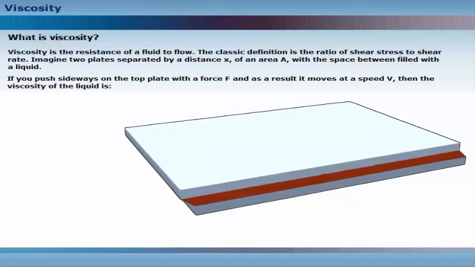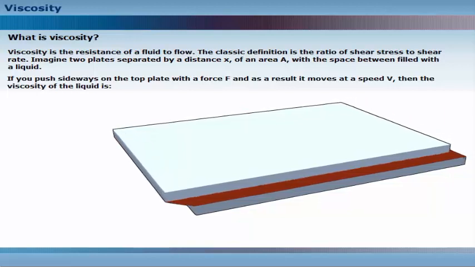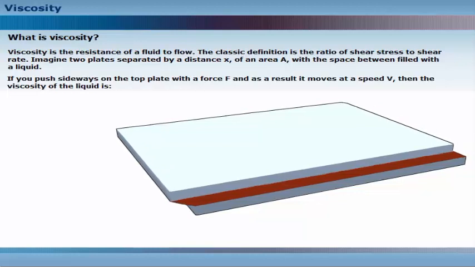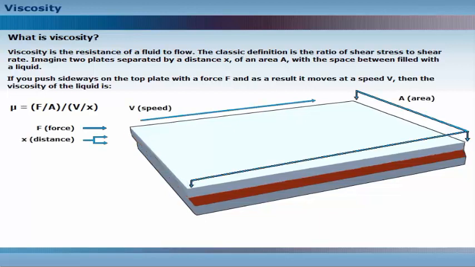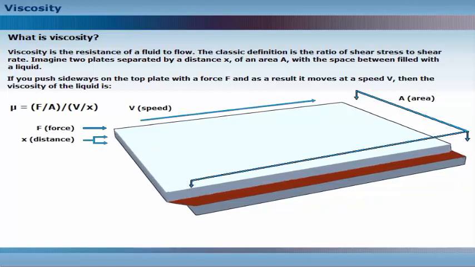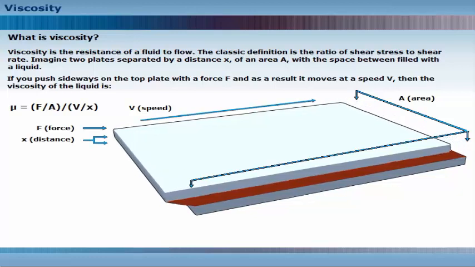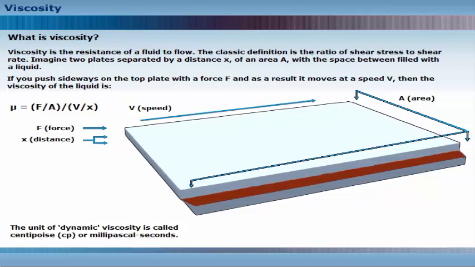Viscosity is the resistance of a fluid to flow. The classic definition is the ratio of shear stress to shear rate. Imagine two plates separated by a distance x of an area A with the space between filled with a liquid. If you push sideways on the top plate with a force F, and as a result it moves at a speed v, then the viscosity of the liquid is the value of F divided by A, which is then divided by the value of v divided by x. The unit of dynamic viscosity is called centipoise, or millipascal seconds.